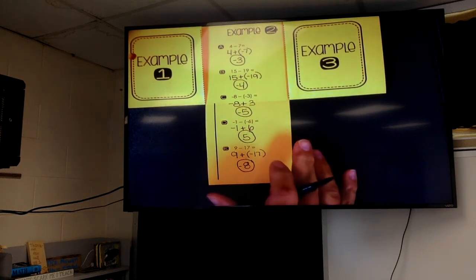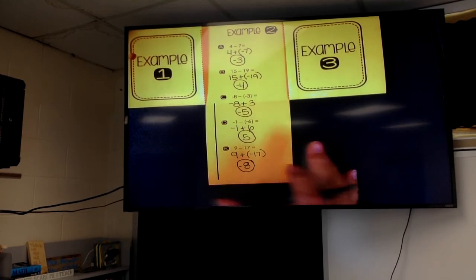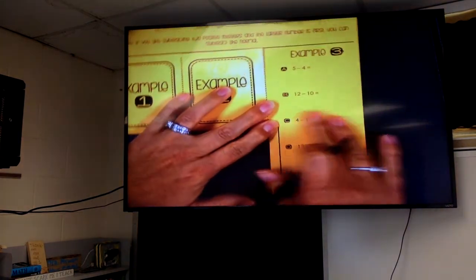Hopefully we're catching on to these. And tomorrow when I see you, we're going to practice this with chips and a number line so you can actually see what's going on. So let's do example 3.